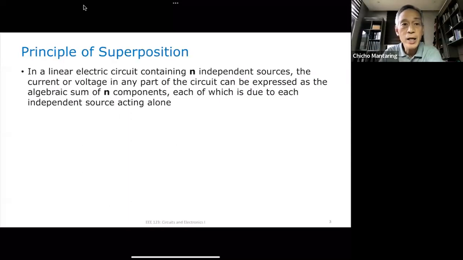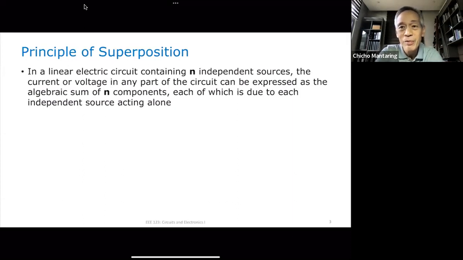Okay, let's first take up the principle of superposition. Stated, this is how it goes. In a linear electrical circuit containing n independent sources, the current or voltage in any part of the circuit can be expressed as the algebraic sum of n components, each of which is due to each independent source acting alone. It might take you a while to digest that.